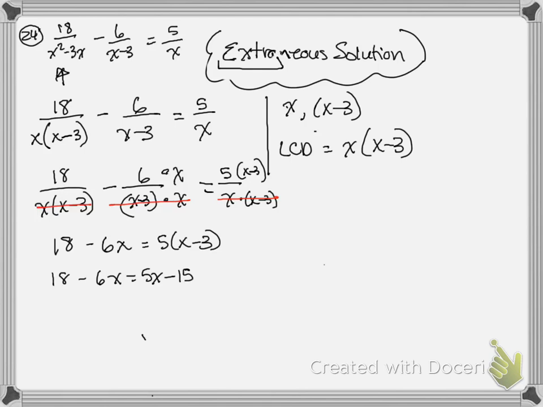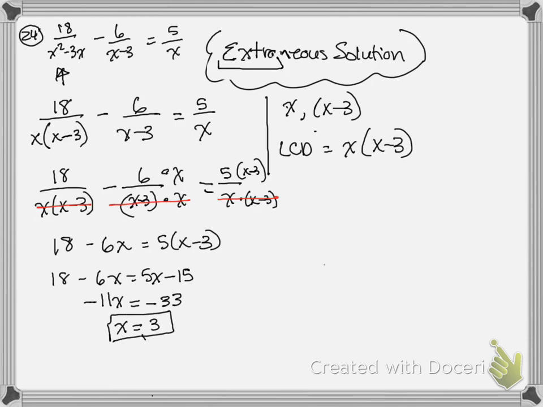So subtracting 5x from the 6x gives me negative 11x on the left, and subtracting 18 from negative 15 gives me negative 33 on the right, and then dividing out the negative 11, I end up with x being equal to 3. Yay, looks very simple.